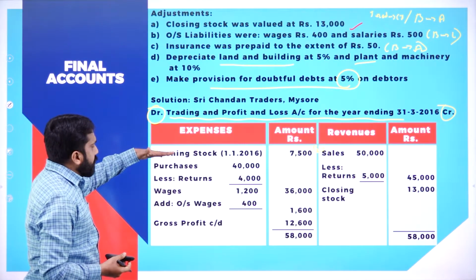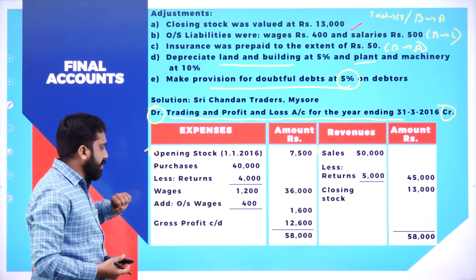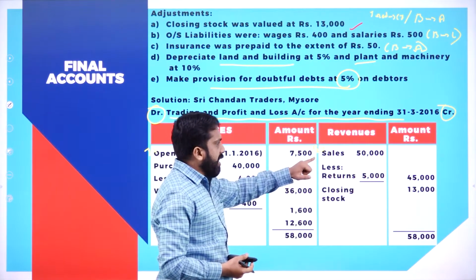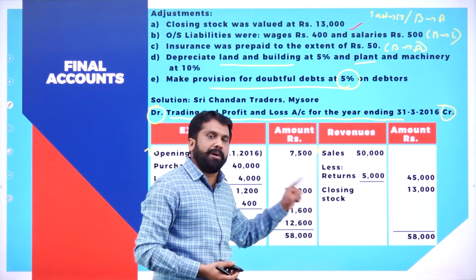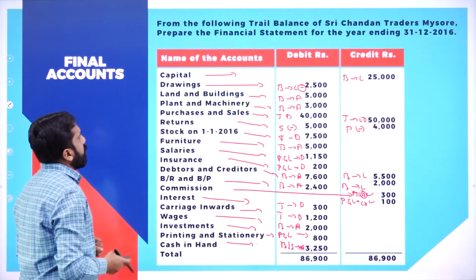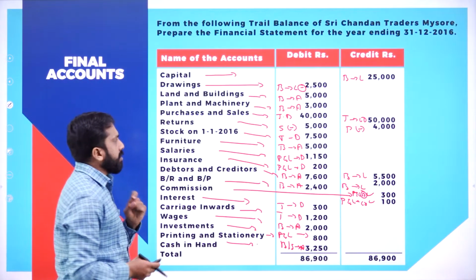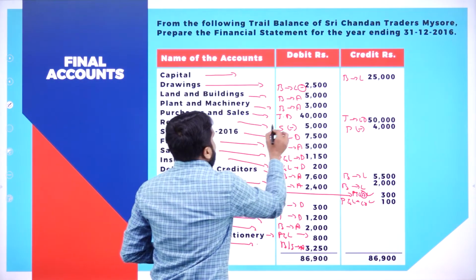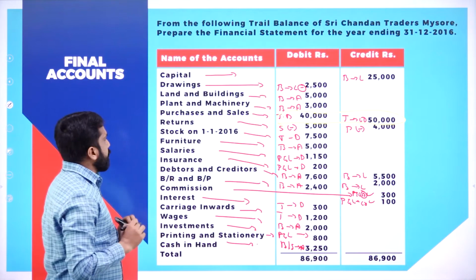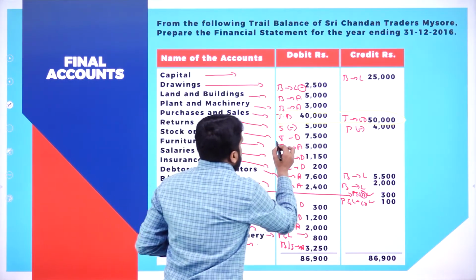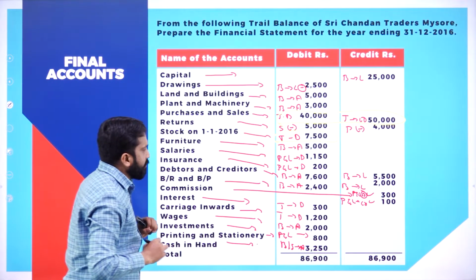We have taken opening stock, purchase minus return, wages plus outstanding, and on your credit side we have taken sales minus return and your closing stock. Where did we get all this? I'll go back to your question. See, wherever you have marked trading account, we are doing trading account. Now, see, your purchase and sales you got from this 40,000 and 50,000. Then, is there any trading? Yes. 7,500, that is your opening stock. That is done. Next.